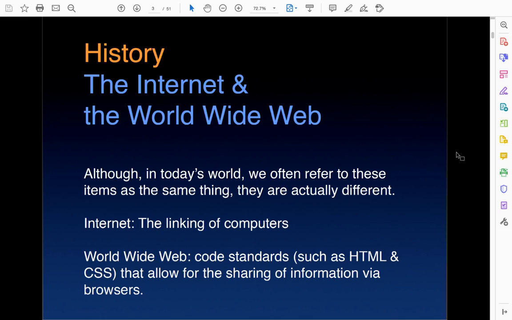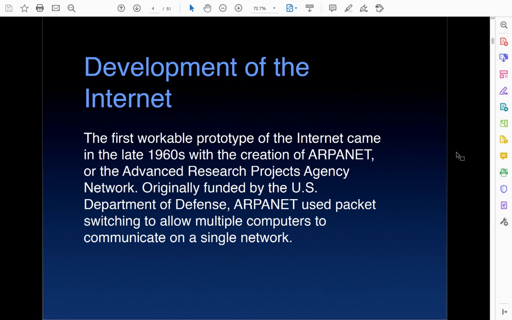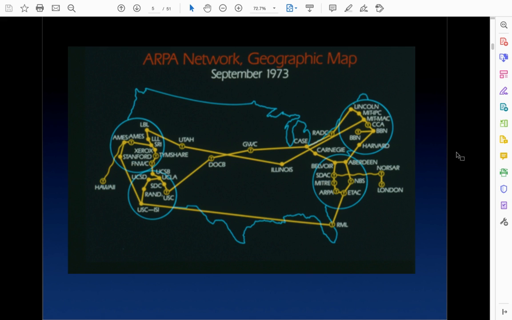So, how can everyday people and their common computers access all the information and share information on the internet? Okay, so the development, late 1960s, there is the Advanced Research Project Agency Network. And again, it was funded by the U.S. Department of Defense and allowed through packets and other ways for computers to talk to one another over a single network. And it was something like this.